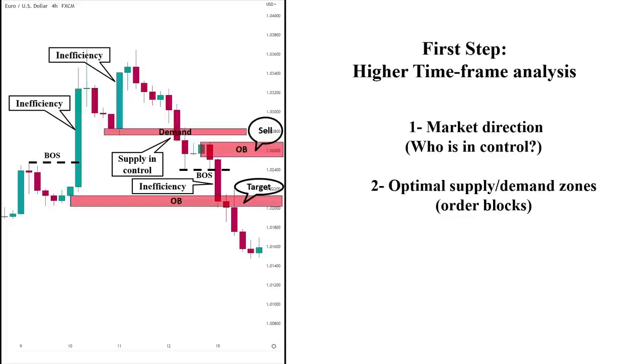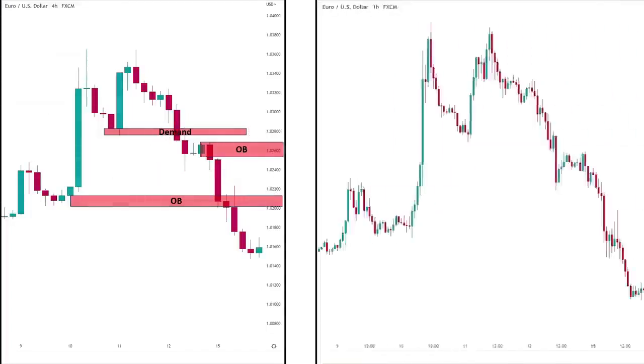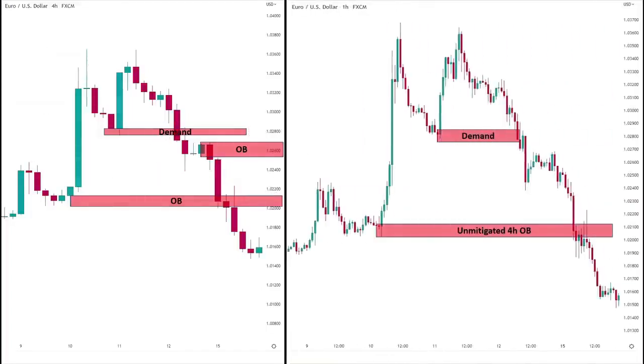We can see much more detail if we look at the same chart in a 1-hour time frame. This is where supply took control in the higher time frame. So now we have both a higher time frame and lower time frame bearish bias. Here we have a perfect order block formation that could have been a selling opportunity, and our target would have been the unmitigated 4-hour order block. So this was just an example to explain how we analyze the chart in the higher time frame.